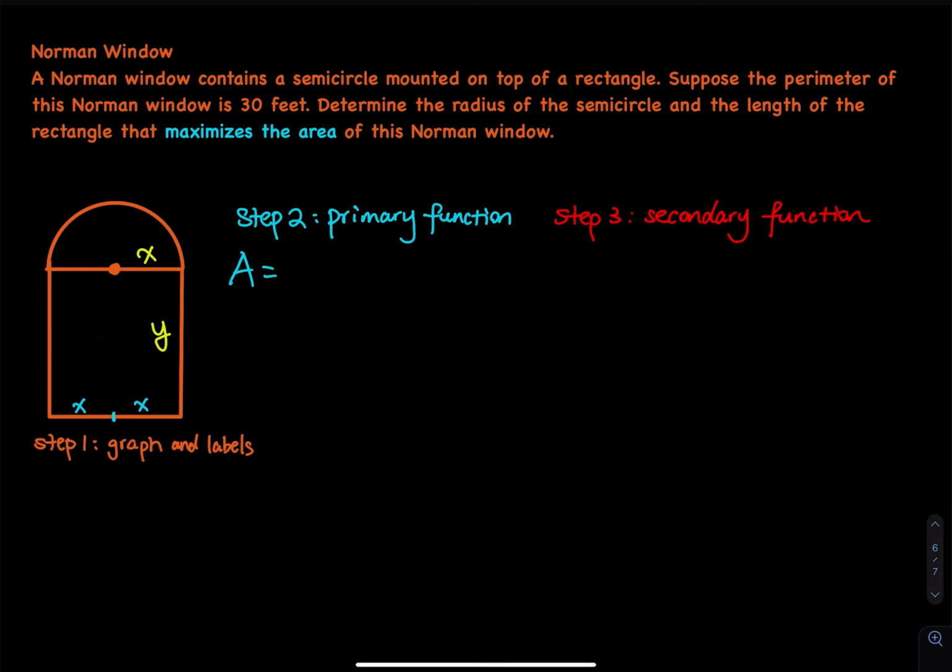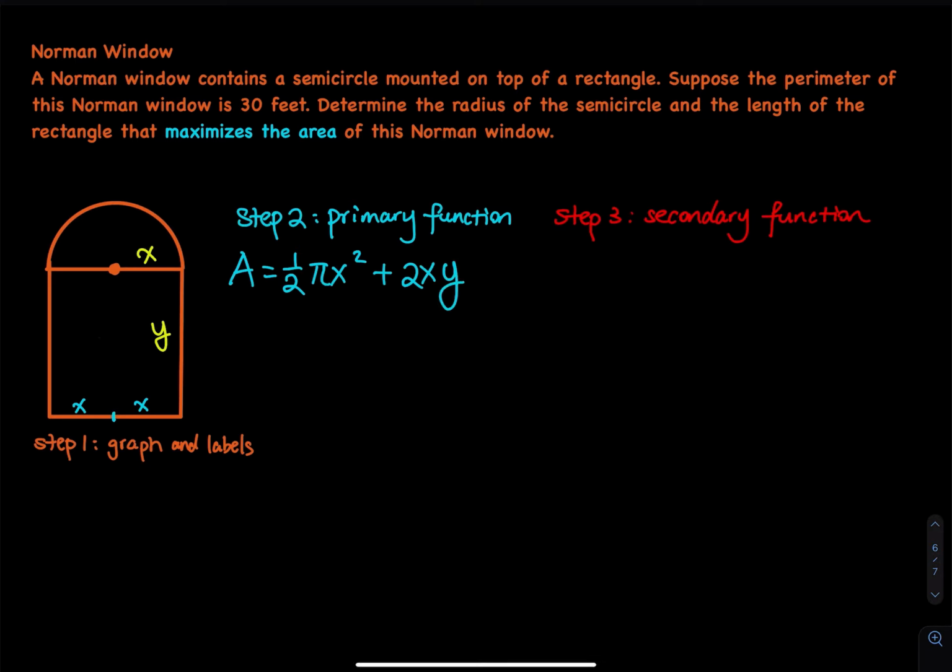We have to find the area of the semicircle. The area of a full circle is pi times radius squared, right? Since we only have a semicircle, we multiply by 1/2. And for the rectangle, that is the length times width. The length is y, and the width is x plus x, which equals 2x. So this is width times length. There you go. That is your primary.